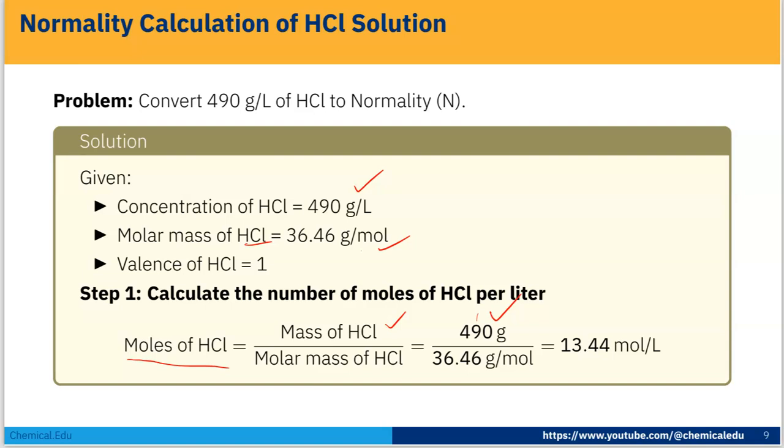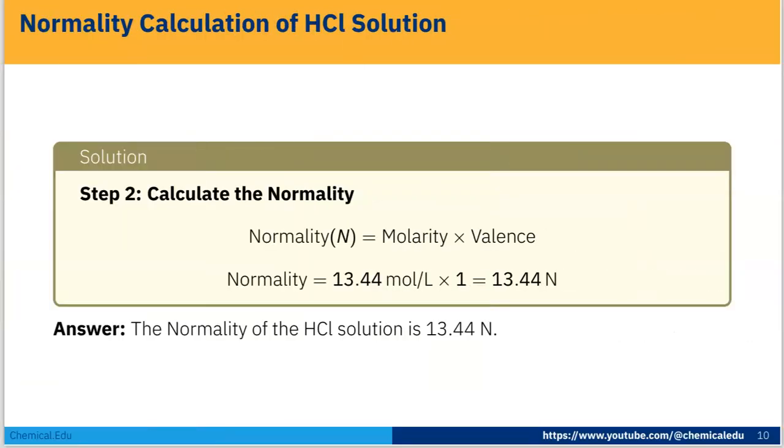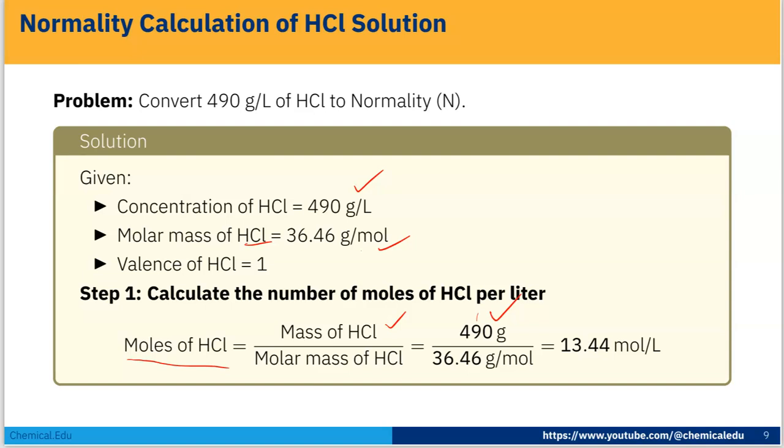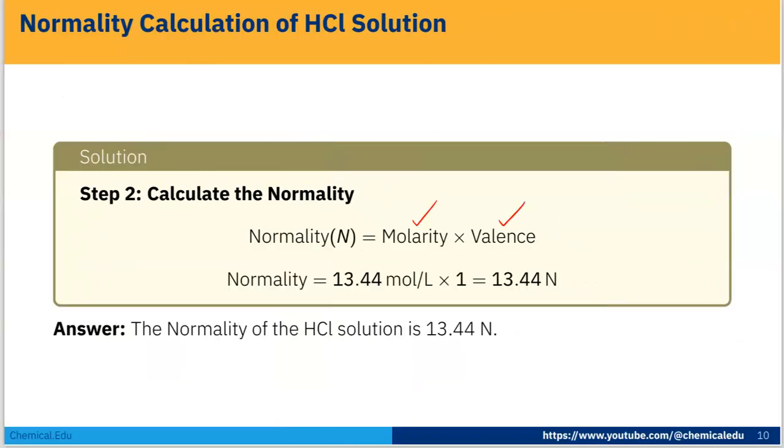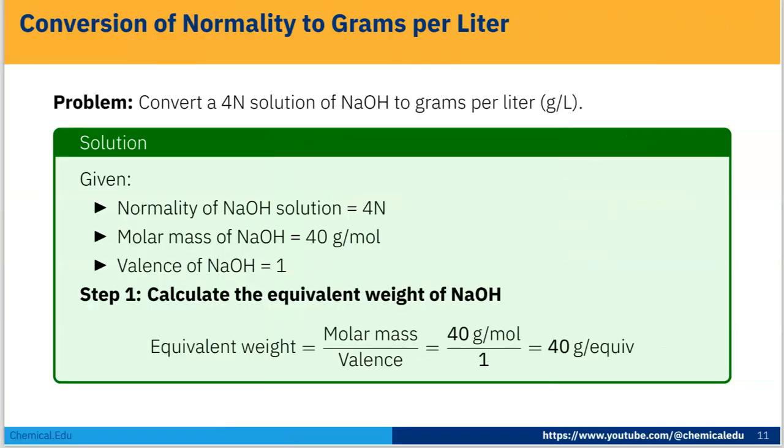After getting the moles of HCl, we can calculate the normality. Normality is nothing but molarity times valence. Molarity is nothing but mole per liter. Here we started with the concentration in gram per liter, and from there we converted to mole, that is 13.44 mole per liter, and the valence is 1. So normality will be 13.44 N. N is normality. So the normality of the HCl solution is 13.44 N. Next, I will talk about conversion of normality to gram per liter.